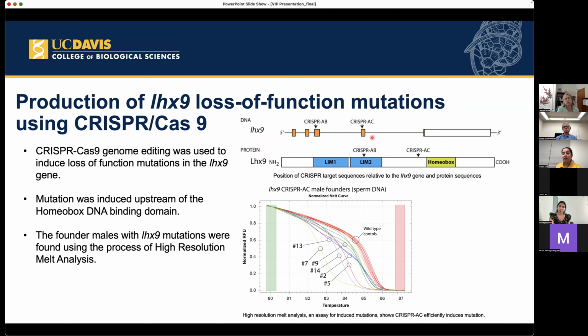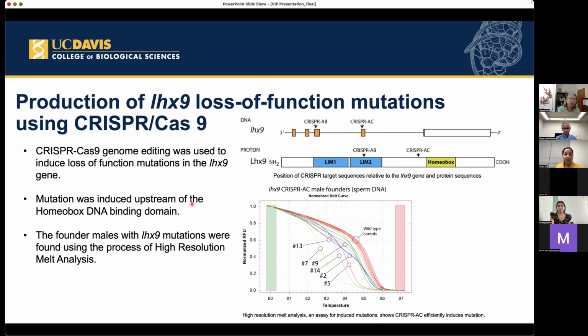And then the other sequence that we used for additional CRISPR genome editing is CRISPR-AC. CRISPR-AC targets exon 4 of LHX9 DNA, and for the protein, it's upstream of the homeobox. That means if there's a double-stranded DNA break mutation, the protein is going to work fine up until this point, and it's going to induce a mutation next to the homeobox binding domain.